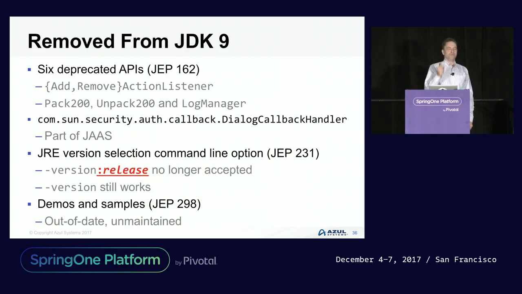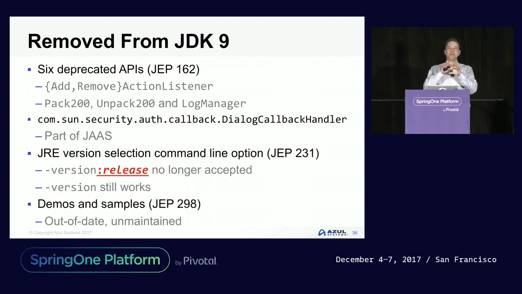Things that are removed from JDK 9. I did say that there's some changes in this respect, in the sense of not just adding things to the JDK. Now some things are actually being removed. So 6 methods have been removed from the standard class libraries. Add and remove action listener in the pack200, unpack200, and log manager classes. So you look at that and you think to yourself, what did those methods do that was so bad that meant those 6 got removed?